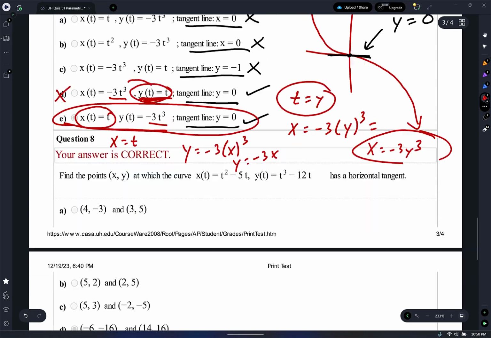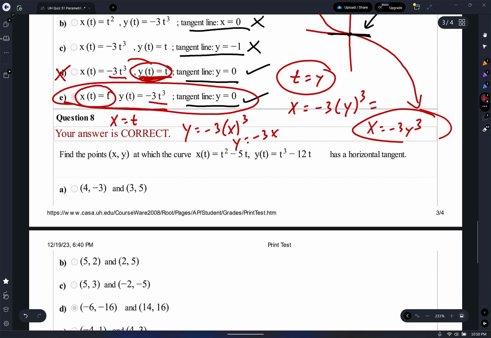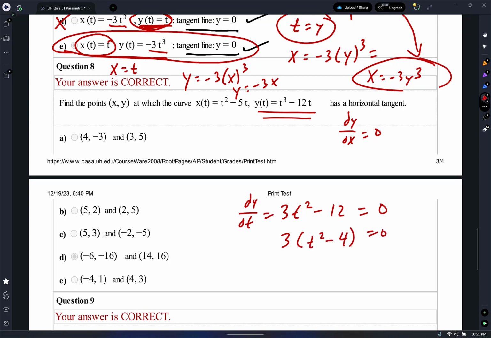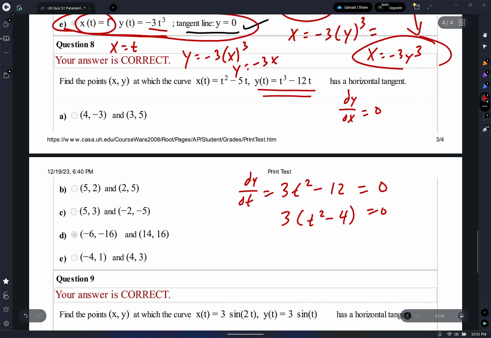All right, let's see. Find the points in the xy-plane at which the curve has a horizontal tangent. Well, the only way to have a horizontal tangent is if your dy/dx equals 0. So we're going to find where dy/dt is 0, this guy. Okay, so how do we do that? Well, let's just take a derivative of that. So dy/dt equals 3t squared minus 12. I'm going to set that sucker equal to 0. 3 parentheses, so I'm going to have t squared minus 4. And I'm going to have two t values. So I get t equals plus or minus 2.